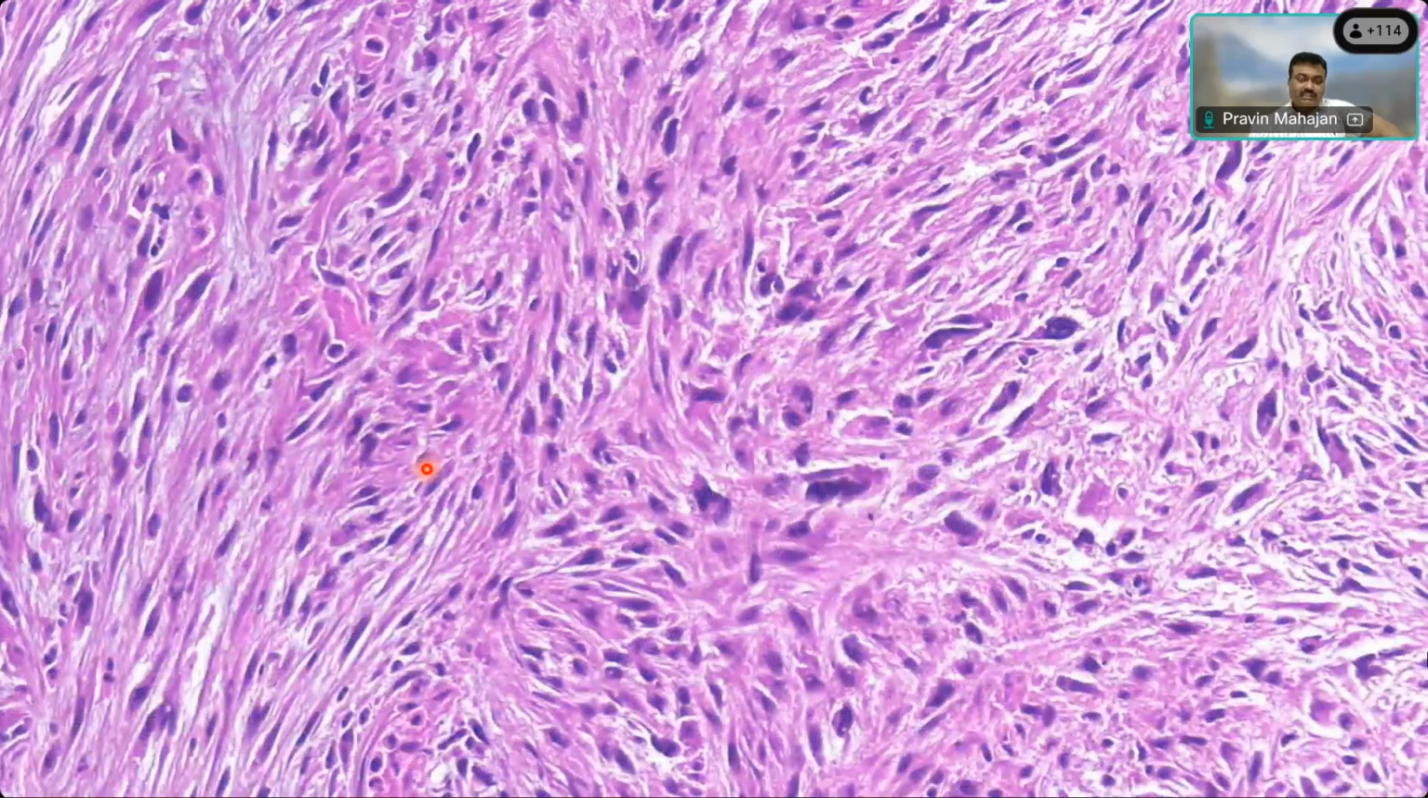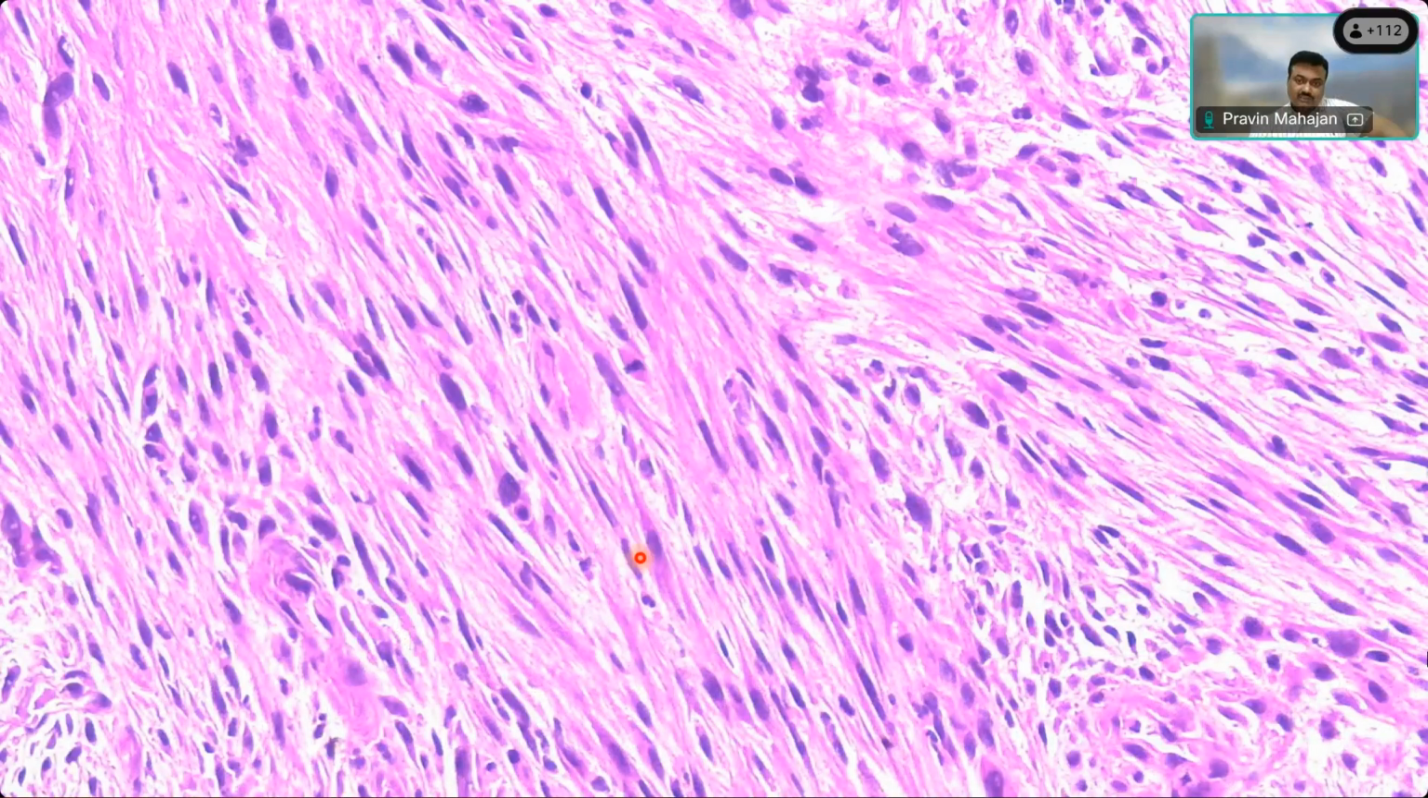Okay. Another area showing again the same thing. This is a fascicular arrangement. Nuclear atypia is quite marked, with nuclear irregularity and hyperchromasia. Some giant cells, as somebody is saying, giant cells. That's correct. So you have a tumor which looks quite pleomorphic. And again, some areas showing mitotic activity. Right.